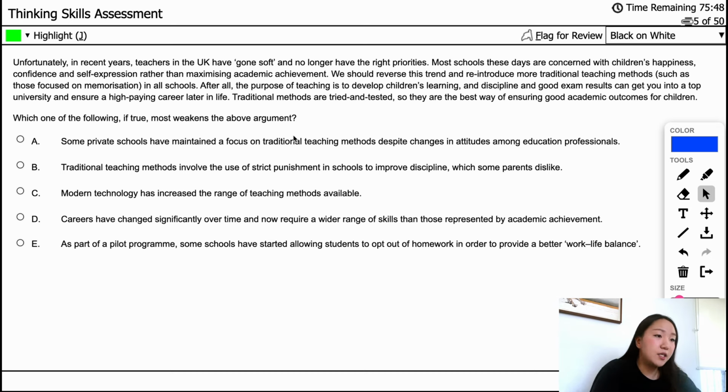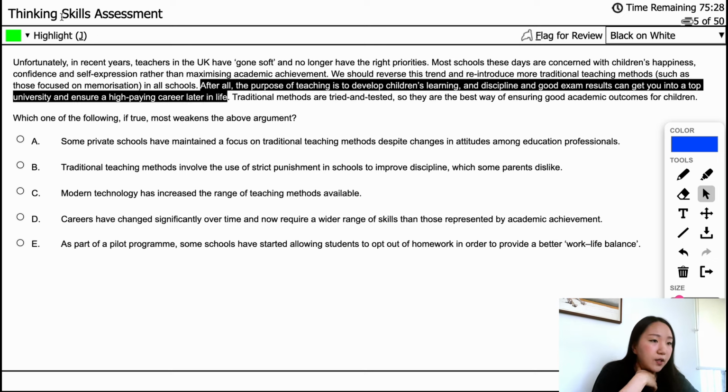Unfortunately, in recent years, teachers in the UK have gone soft and no longer have the right priorities. Most schools these days are concerned with children's happiness, confidence, and self-expression rather than maximizing academic achievement. We should reverse this trend and reintroduce more traditional teaching methods, such as those focused on memorization in all schools. After all, the purpose of teaching is to develop children's learning and discipline, and good exam results can get you into a top university and ensure a higher paying career later in life.